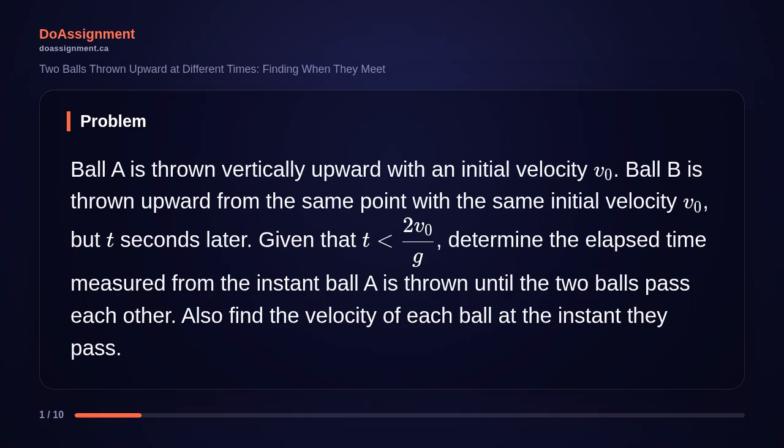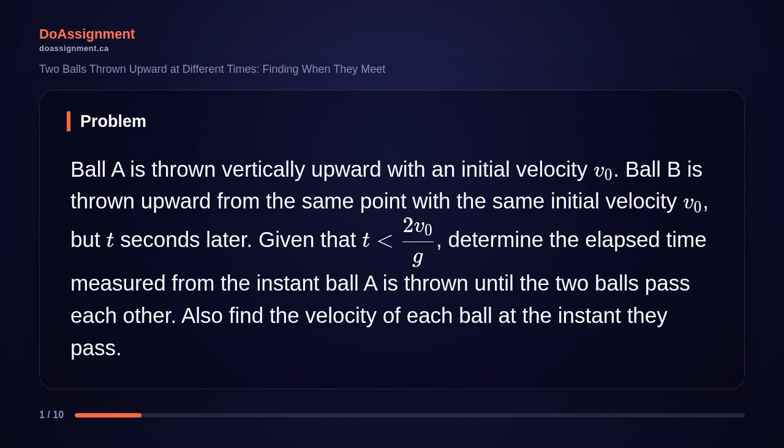Ball A is thrown vertically upward with an initial velocity v-naught. Ball B is thrown upward from the same point with the same initial velocity v-naught, but t seconds later. Given that t is less than 2 v-naught over g, determine the elapsed time measured from the instant ball A is thrown until the two balls pass each other. Also find the velocity of each ball at the instant they pass.